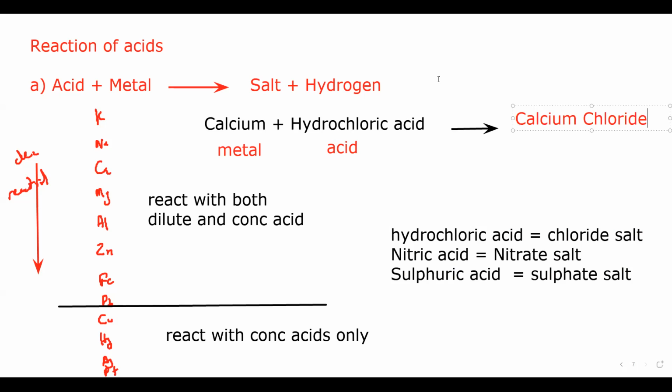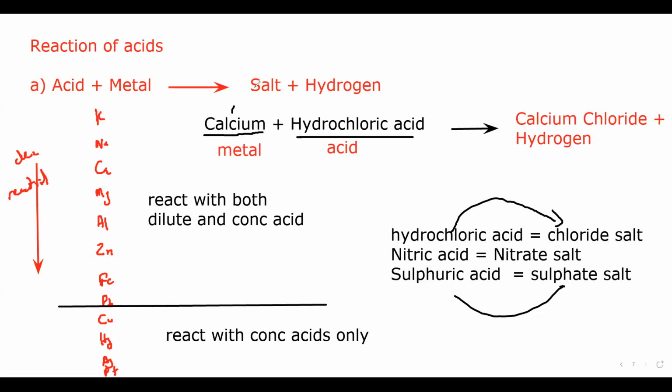How do we know a chloride salt is produced? Because the type of the salt depends on the acid. If it's hydrochloric acid, it will result in a chloride salt. Nitric acid, nitrate salt. Sulfuric acid, sulfate salt. So calcium plus hydrochloric acid gives calcium chloride plus hydrogen. You can easily identify what happened. Calcium will take the position of the hydrogen, and hydrogen will be removed. So it becomes calcium chloride and hydrogen is left alone.